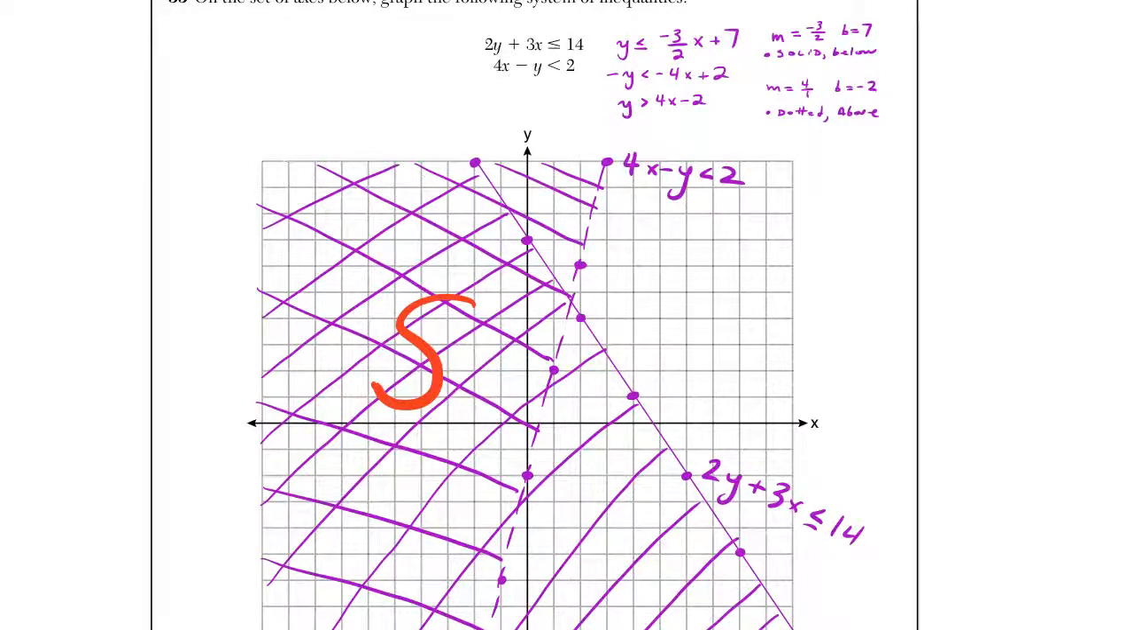For the second function, I subtract 4x. Now it says negative y. When I divide out the negative there, I actually flip the sign, so the less than becomes greater than. That might be something that some people forgot about here.